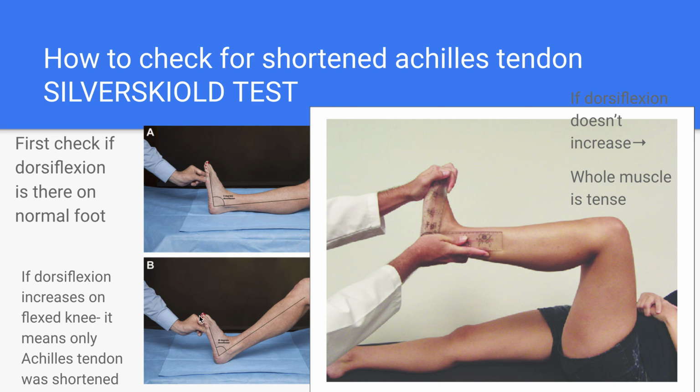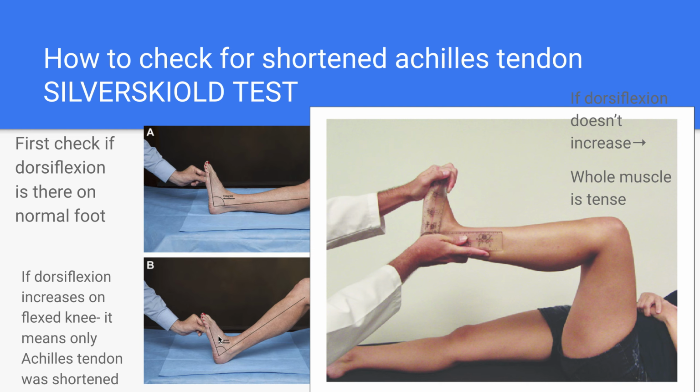So how much can you dorsiflex the foot at the level of the ankle? Okay, if you can dorsiflex it, for example, 30 degrees dorsiflexion. But once you do dorsiflexion at the level of the knee, if dorsiflexion was reduced at the ankle, but now at the knee, you can observe that you can dorsiflex the foot even more. If there's a greater degree of dorsiflexion here, that means that the Achilles tendon was indeed shortened.